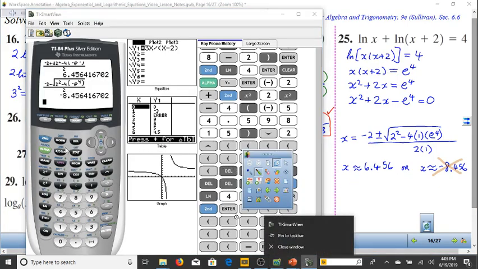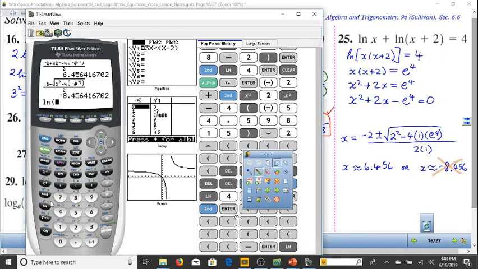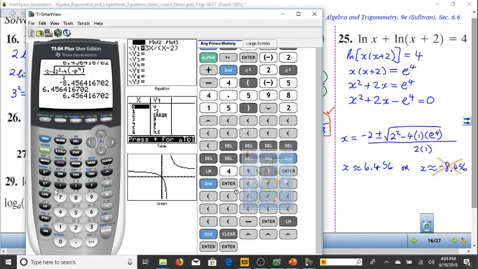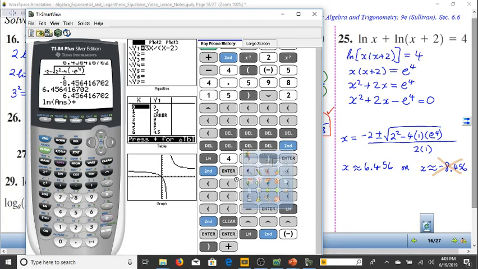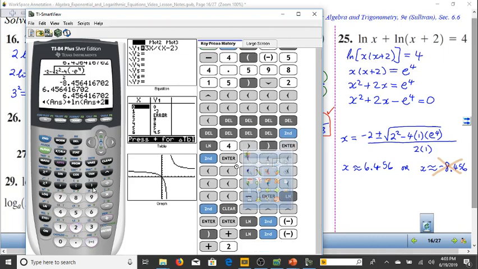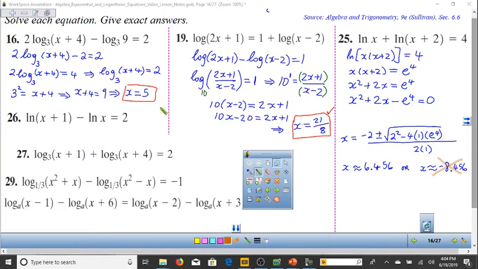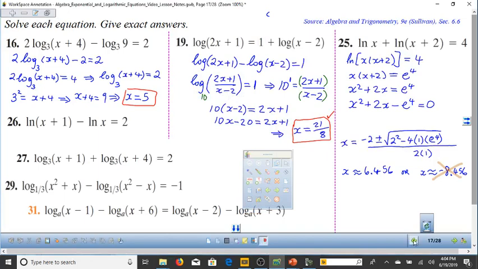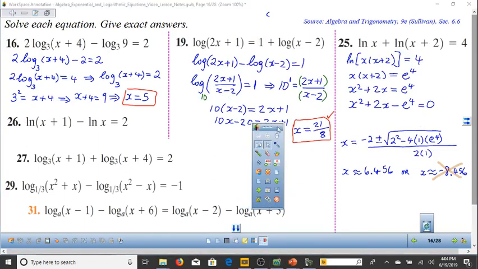So we check it by doing ln of whatever answer. Let me clear something here. I'm going to go back up to my answer here, and I'm going to do ln of my answer plus ln of my answer plus 2. The answer worked out to be 4, and that was what we expected. All right, we have 4 more examples to do, so we're going to do those now. I'm going to just copy this page, and we can come back to those other 3 questions in a minute.